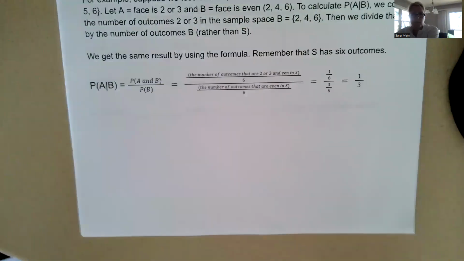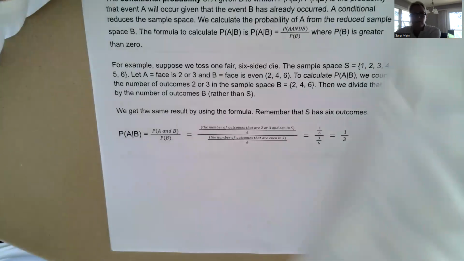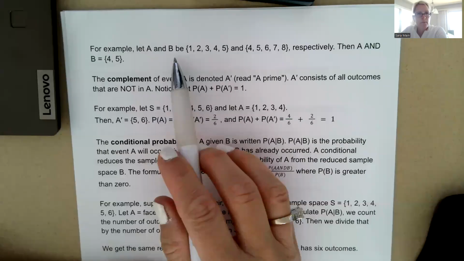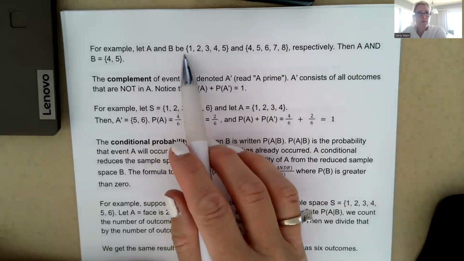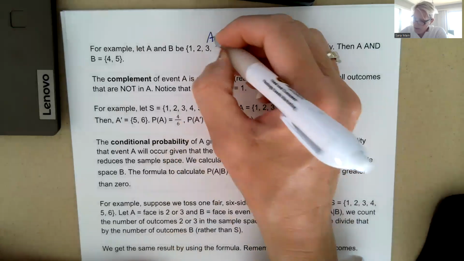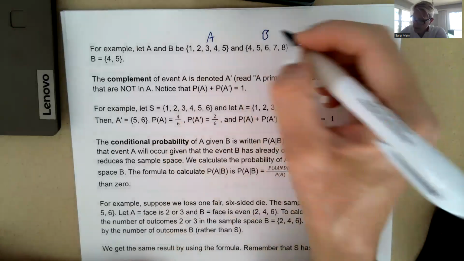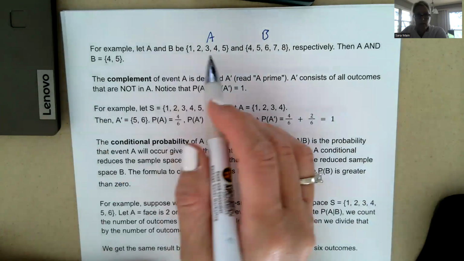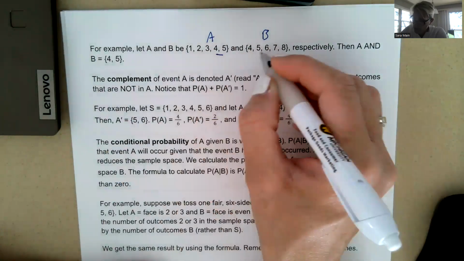So let's look at the example of an and. For example, let A and B be 1, 2, 3, 4, and 5 for A, and B is 4, 5, 6, 7, 8, respectively. Then A and B is 4 and 5. They're the only ones that are in both A and B.